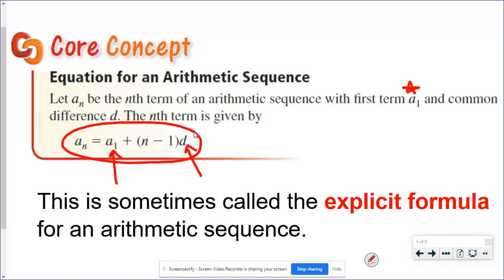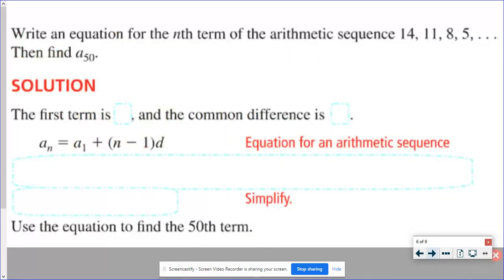The n that's in here, this n and this n, for now are just going to stay as n's. If we wanted to find, let's say, the 10th term in a sequence, then it would be a sub 10, and this would be 10 minus 1 in parentheses. But when we're just substituting in the information that we know, we just put in those two things, the first term and the common difference, okay?